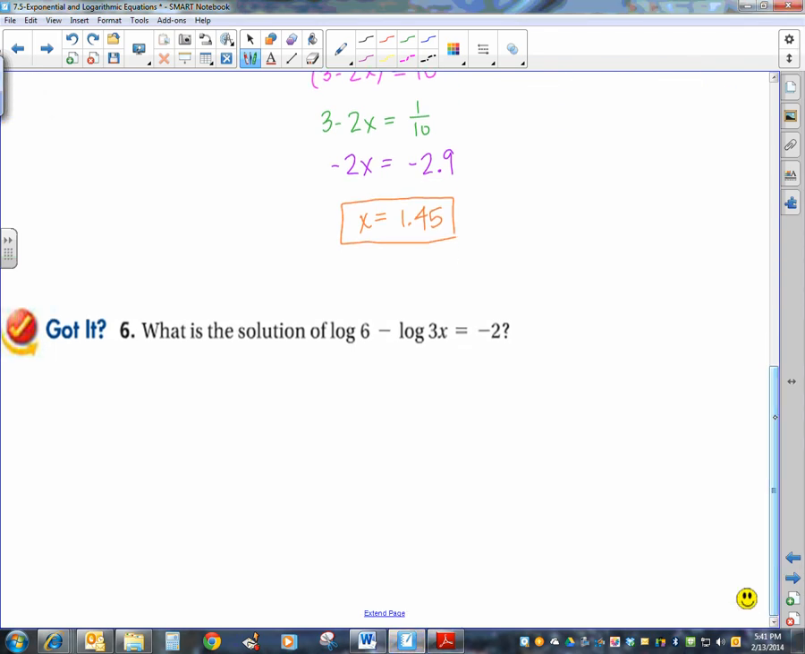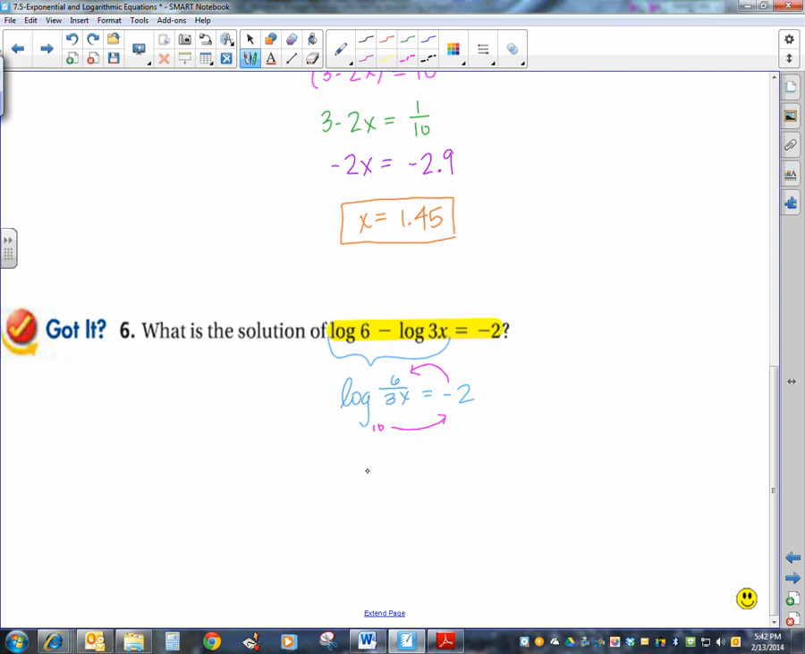Okay, last problem. Similar situation, but this time I don't have just one log. I have two on that side of the equation. So we have to use what we learned in the last section to condense these two. And if I have two logs that are being subtracted, then I can bring them together by the division property. So that means this is going to be equal to the log of 6 over 3x, and that is equal to negative 2. And then from here, I'm going to use my definition, because I have just one log.